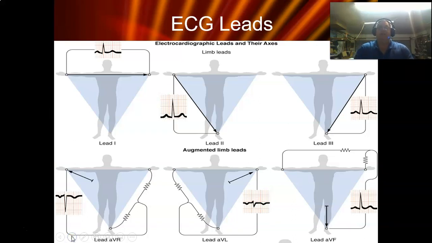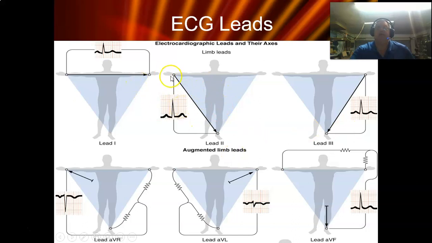All right, so lead 1. Here we go, across. Think of it from hand to hand, okay? Lead 2, from the right hand down to the left leg, all right? Lead 3, from the left arm to the left leg, not the right one. The right one's lead 2.